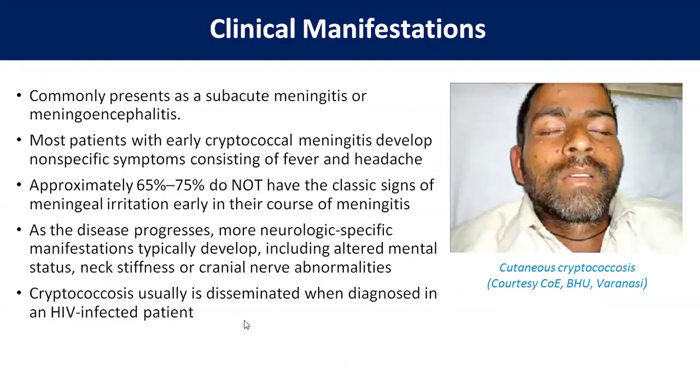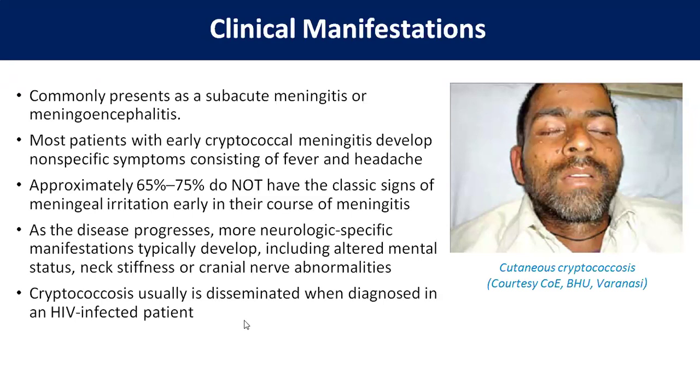So, what are the clinical manifestations? One is subacute meningitis or meningoencephalitis. Then they develop non-specific symptoms consisting of fever and headache. Most of them do not have classical signs, and that's why identifying them becomes very challenging. So you will have to rule out meningitis in the form of headache, fever, and meningeal irritation early in the course of meningitis.